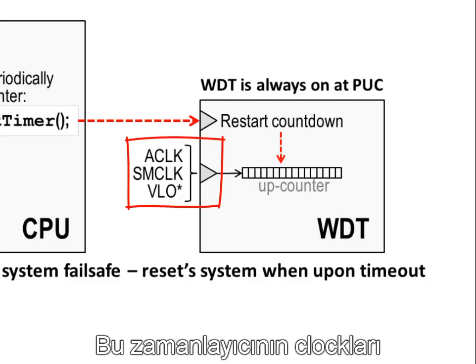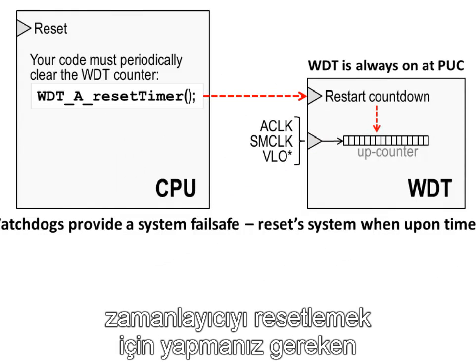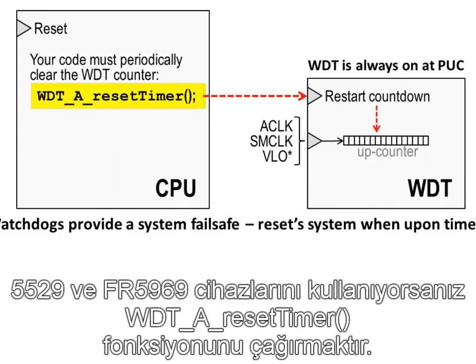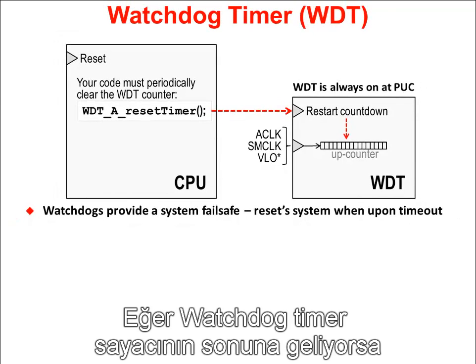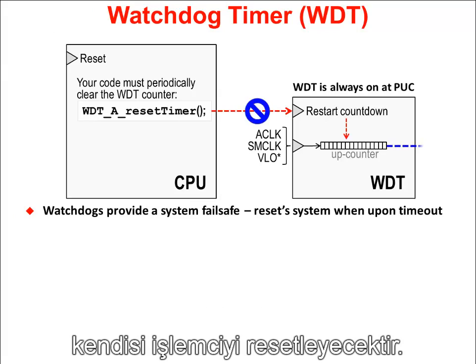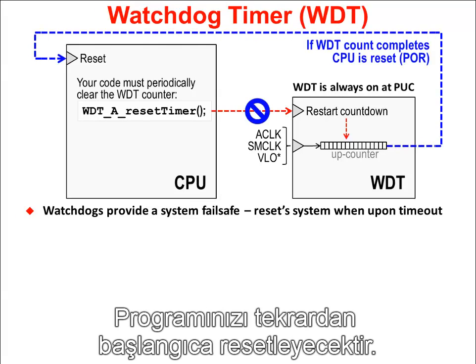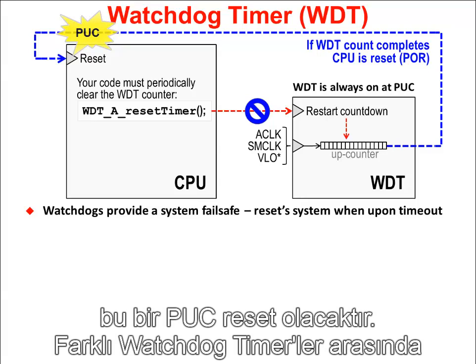That timer is clocked by one of our system clocks. In your code, to reset the timer, all you have to do, in the 5529 and the FR5969, is call WDT_A_resetTimer. That will reset the timer back to its reset or startup state, and it will start counting down. If the watchdog timer gets to the end of its counter and you haven't reset it, it will reset the CPU. It will reset your program back to the start. If you remember at the beginning of this chapter, that's going to be a PUC reset.